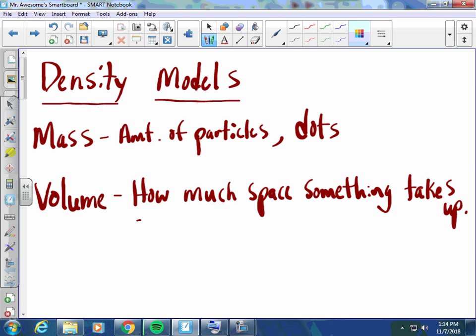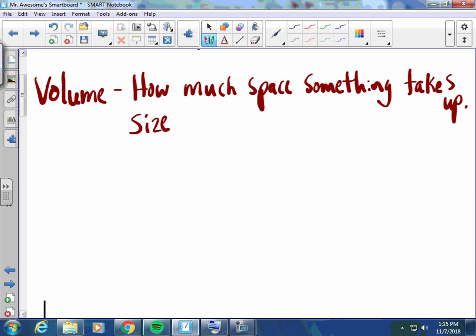Yeah, could we make a really big cube? Could we make a really big square? Rectangle? Real big circle? Sure, any of those work. Let's make them different sizes. All right, so talking about density, and these are the two variables involved.